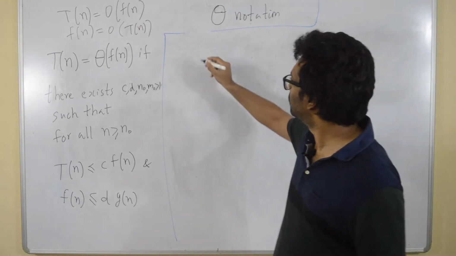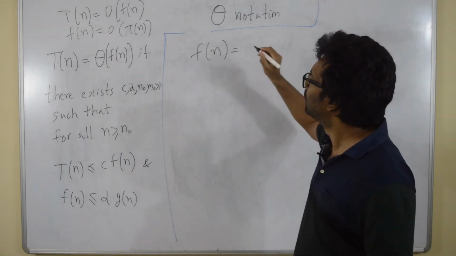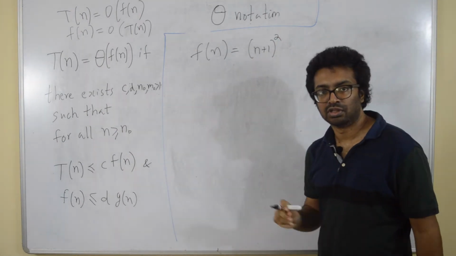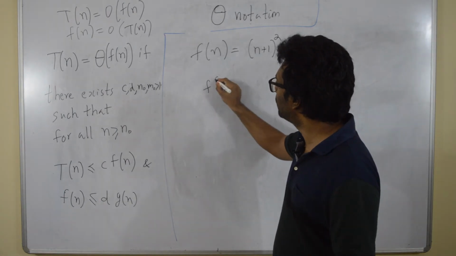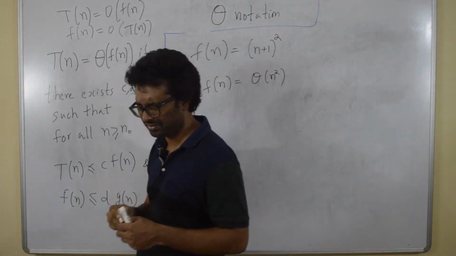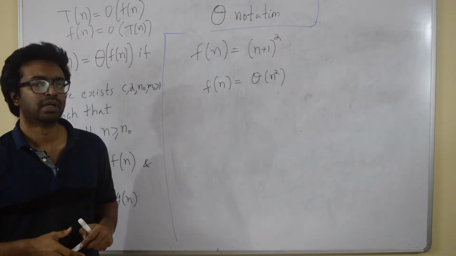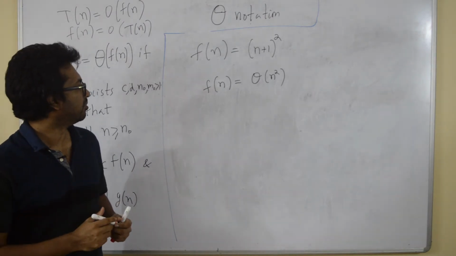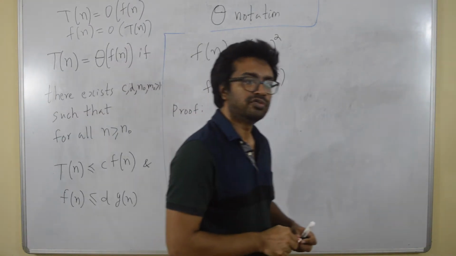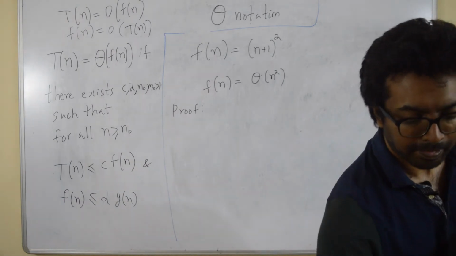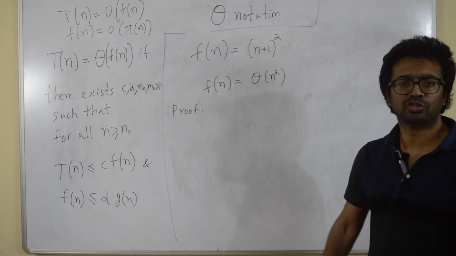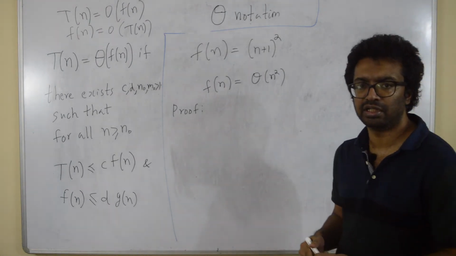So I claim the following. Let's say f of n is equal to (n plus 1) square. I claim that f of n is equal to theta of n square. Why? How will you prove that? The proof of this: you have to show both sides. That's our understanding.